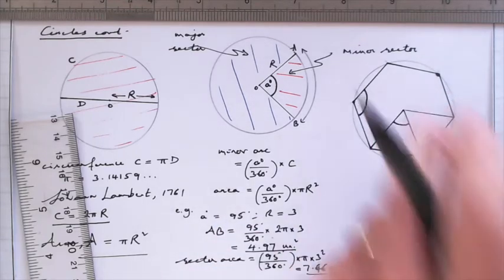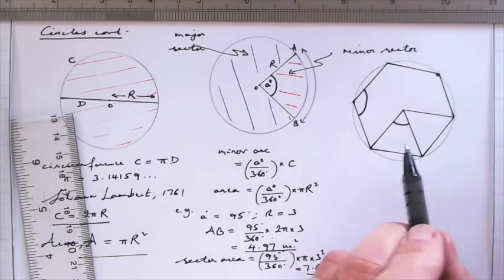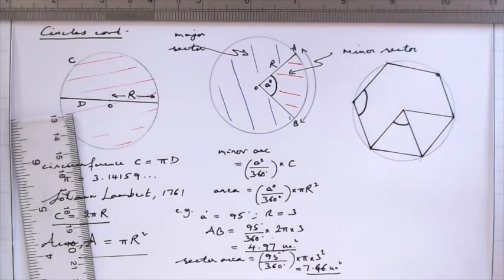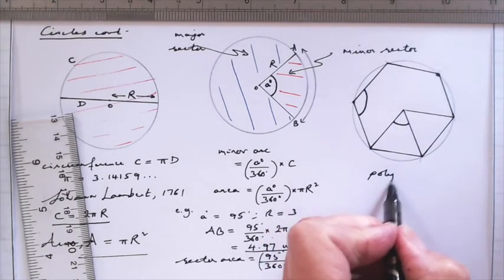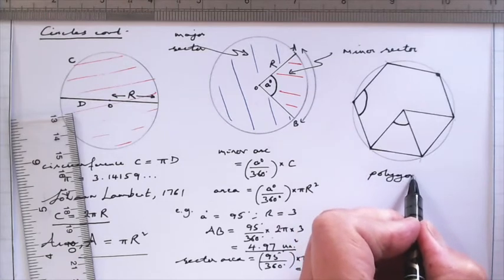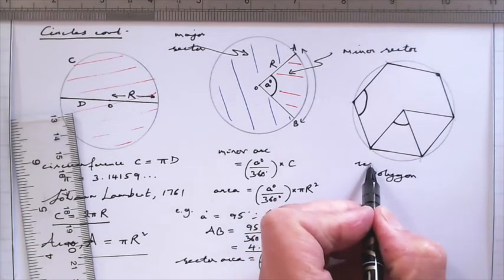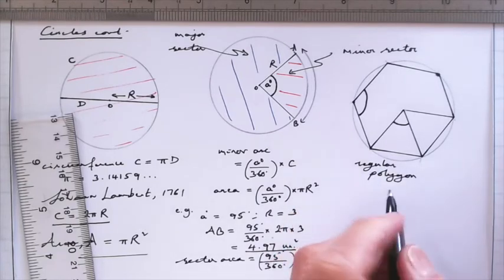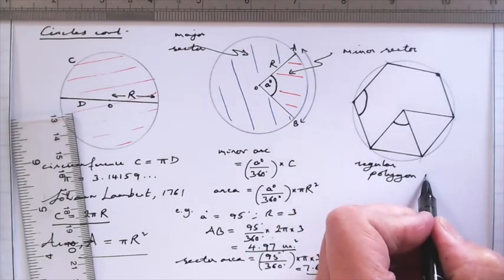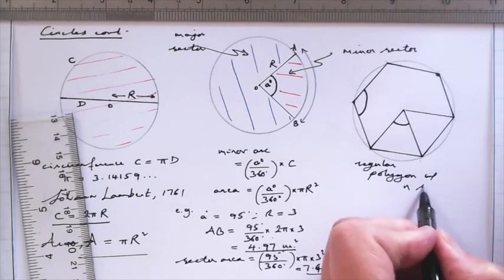So let's just do it for the hexagon that we've drawn, but then you'll see how easy it is to generalize. The key thing about the polygon is you need to know how many sides. And to be pedantic, these are regular polygons, meaning that all sides have the same length. So regular polygon with n sides.